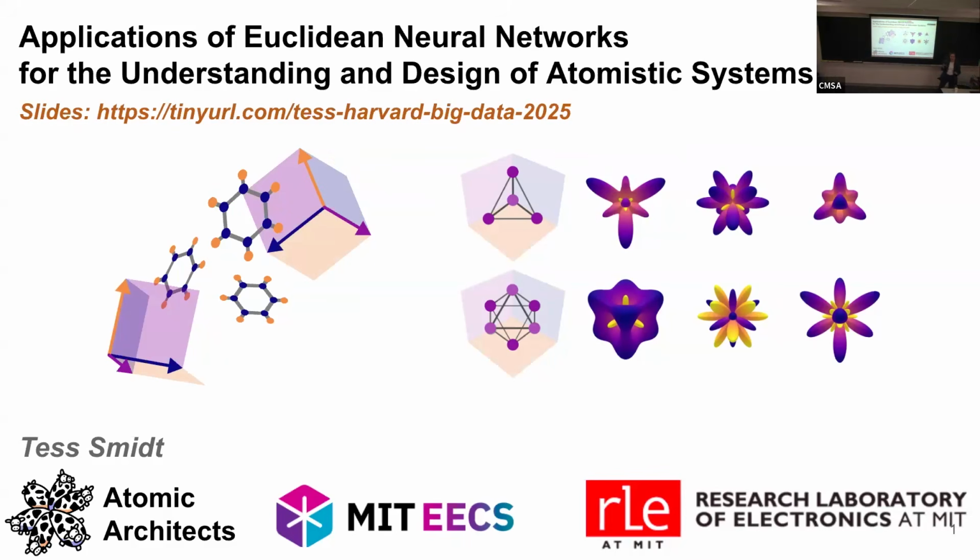Today, I'm going to be talking about topics related to Euclidean neural networks. These are neural networks that understand the symmetries of 3D space, so 3D translation, 3D rotation, as well as mirrors.